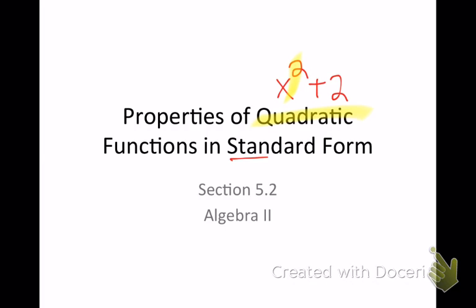And then what's it mean to be in standard form? Everything in order. So the highest exponent to the lowest exponent. So a quadratic trinomial here would be like x squared plus 2x minus 3, something like that. Okay, so that's in standard form. So we're talking about quadratic functions in standard form, section 5.2.